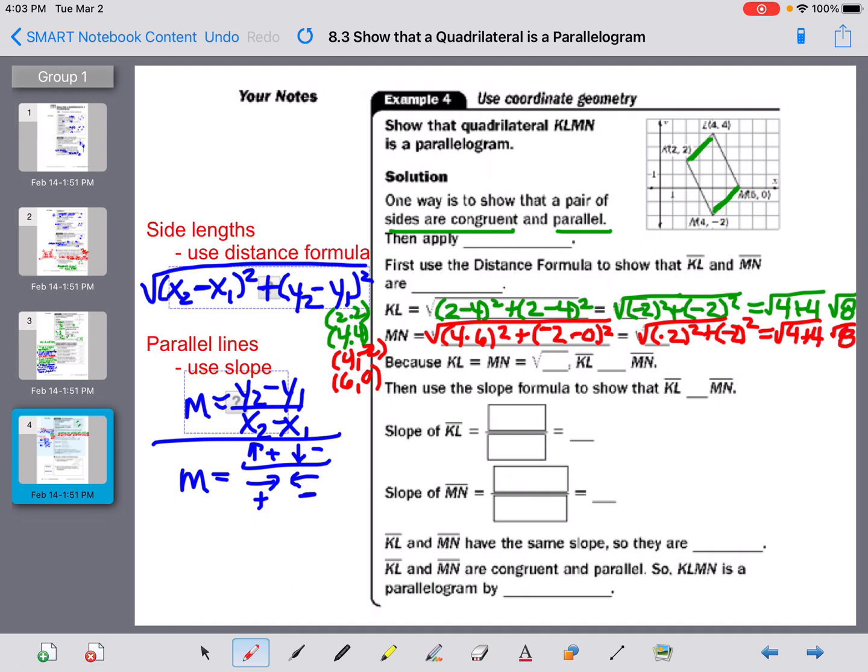Because both of them equal the square root of 8, they are congruent, right? So now I know one pair of sides are congruent. Okay. Now, can I figure out if they are parallel?